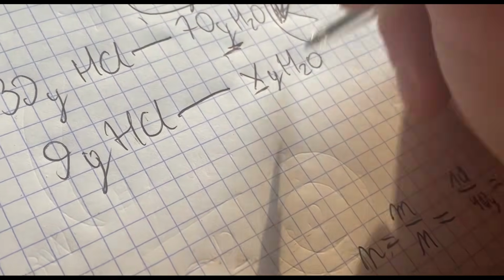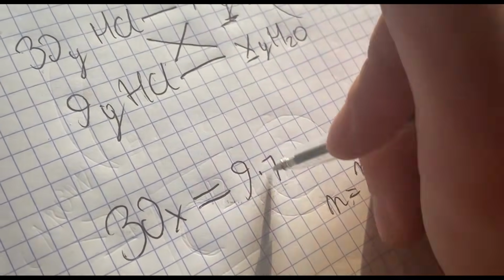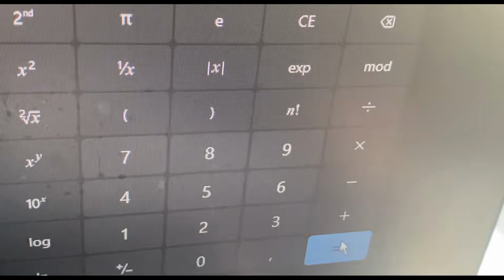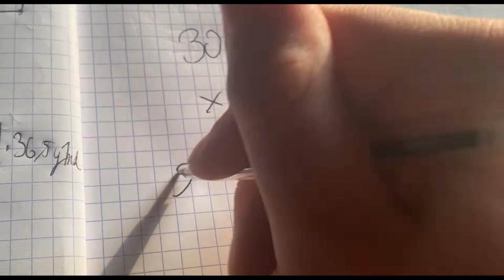Let's solve the proportion by multiplying the opposite sides. And we get a new equation. 30x equals 9 times 70. Plug that into the simple calculator. If you use one of those complex ones, I will murder you, and we get X equals 21 grams. So 9 grams of HCl is equivalent to 21 grams of water.